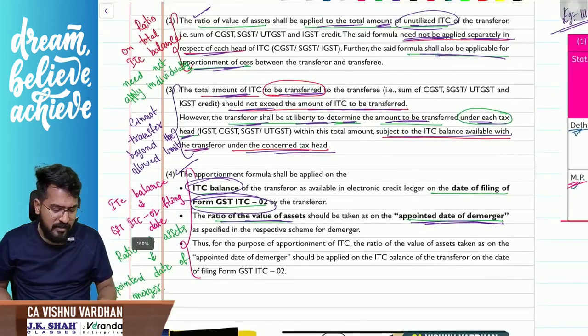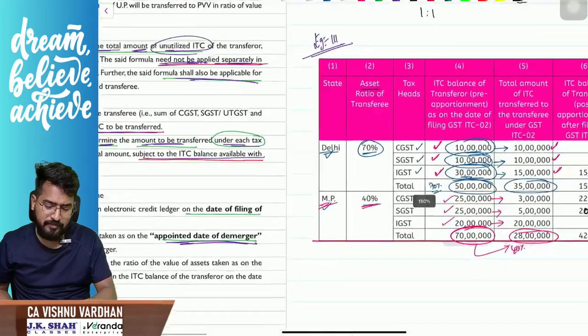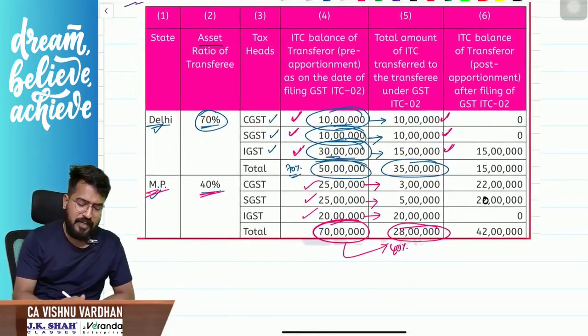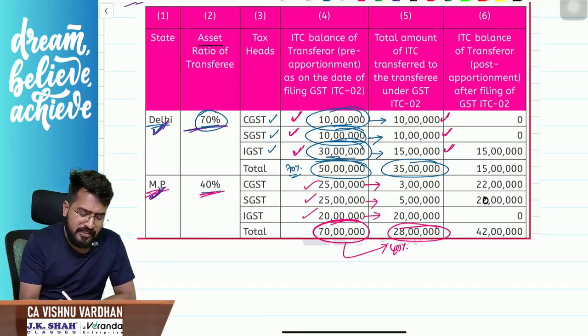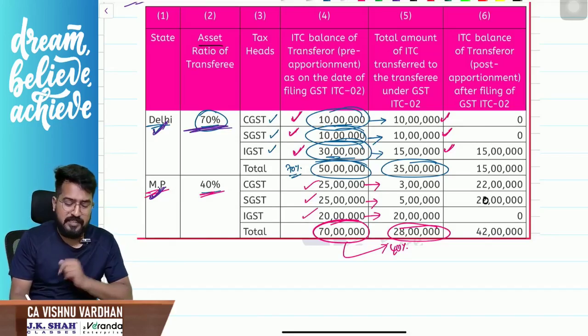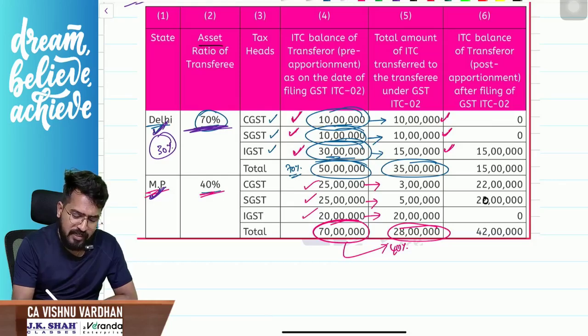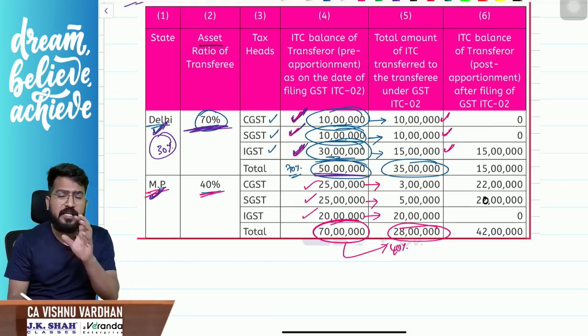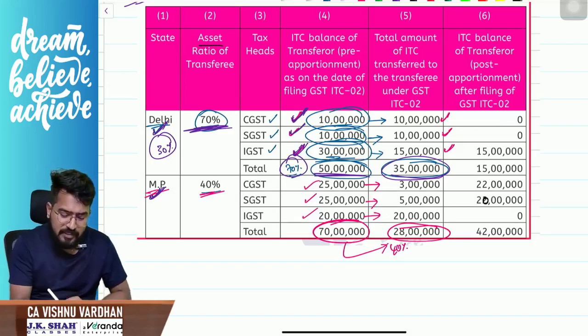Now, sir, let's see a small example to explain this concept. We have branches in Delhi and Madhya Pradesh, and we are splitting the entity, so a demerger is happening. The new entity is going to get 70% of the assets, which means the old entity will get 30% and the new entity 70%. The total ITC balance we already have is 10 lakhs, 10 lakhs, 30 lakhs, totally 50 lakhs. Of this, 70% will go to the new entity, 35 lakhs. So the percentage of 70% should be applied on the total ITC balance.